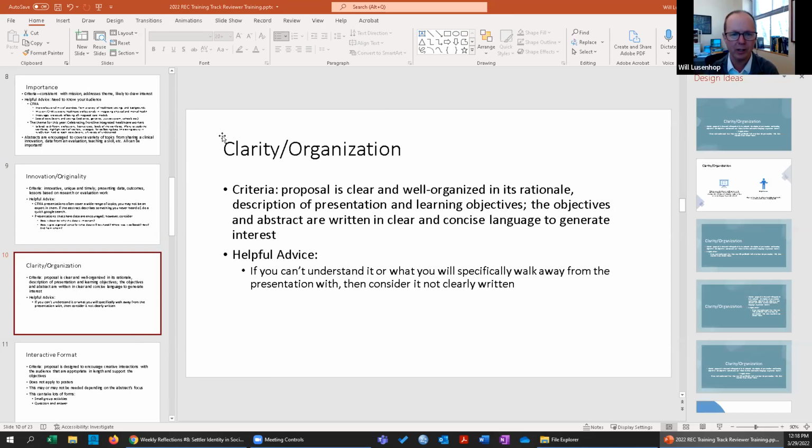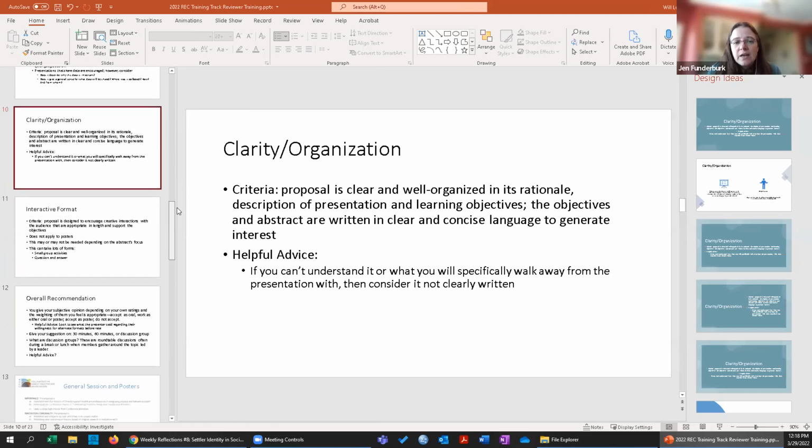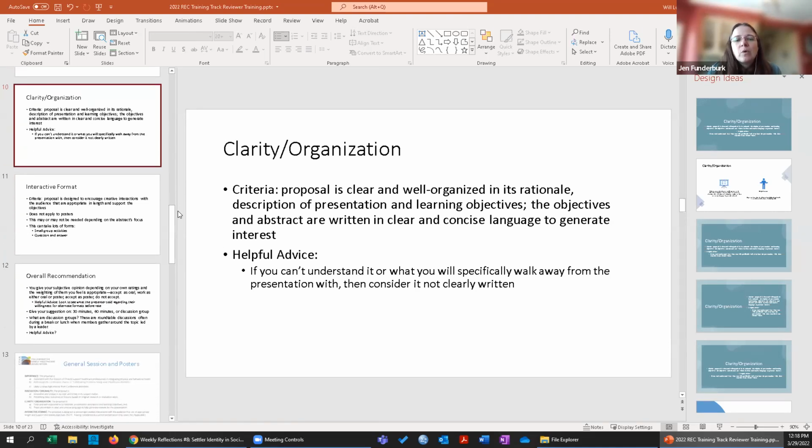So you're up next with clarity and organization. You want to be able to understand what the abstract is saying. So this particular rating has to do with whether it's well organized, it's clear, and its rationale, and you understand the learning objectives. And if you can't understand it, or what will be specifically given in the presentation, then consider it to be low on this dimension.